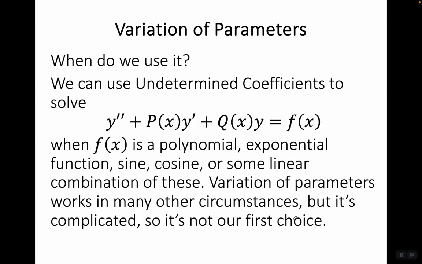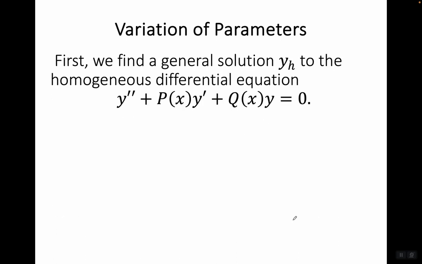So when do we use this technique called variation of parameters? We use undetermined coefficients, the technique we learned earlier, to solve y'' + p(x)y' + q(x)y = f(x) when f(x) is a polynomial, exponential function, sine, cosine, or some linear combination of these. Variation of parameters works in many other circumstances, but it's complicated, so it's not our first choice. Our first choice is undetermined coefficients. Variation of parameters is our last resort.